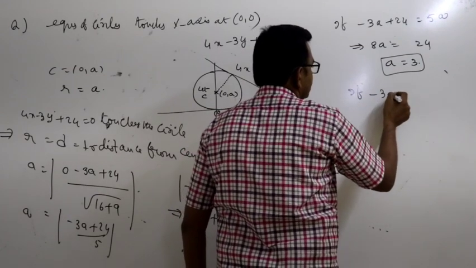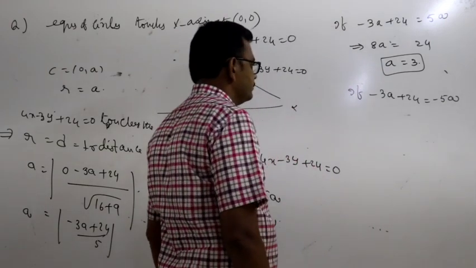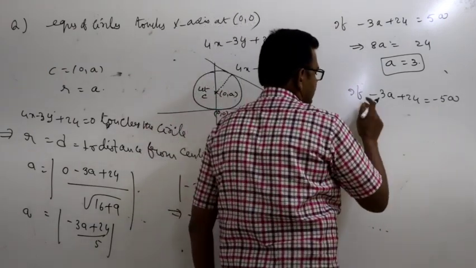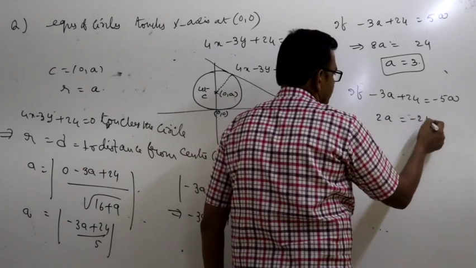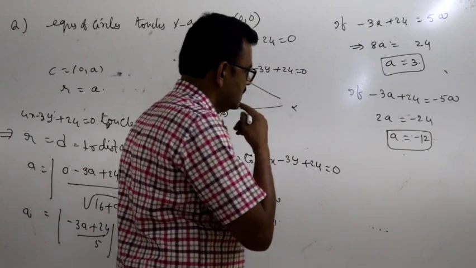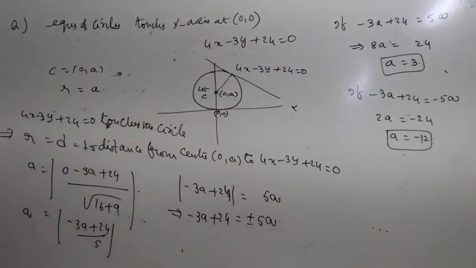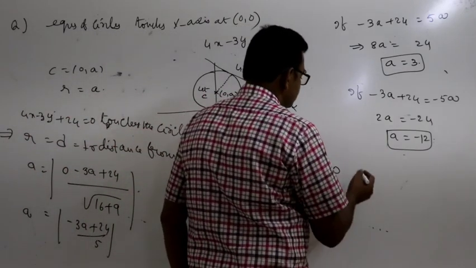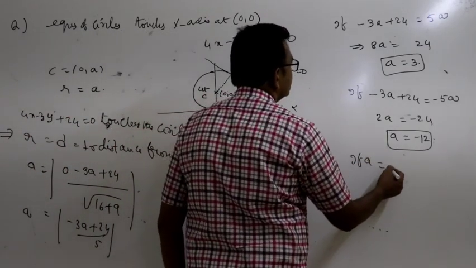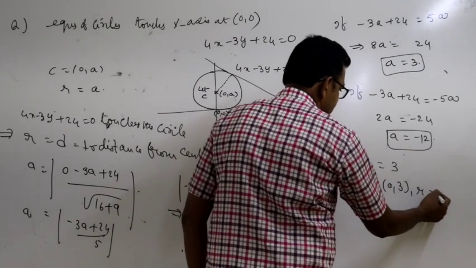If minus 3a plus 24 is equal to minus 5a, then 2a is equal to minus 24, so a equal to minus 12. So there are two equations. If a is equal to 3, center is (0, 3) and radius is 3.